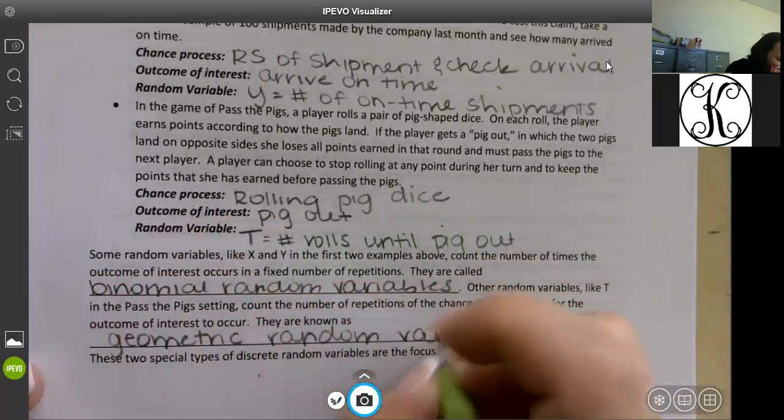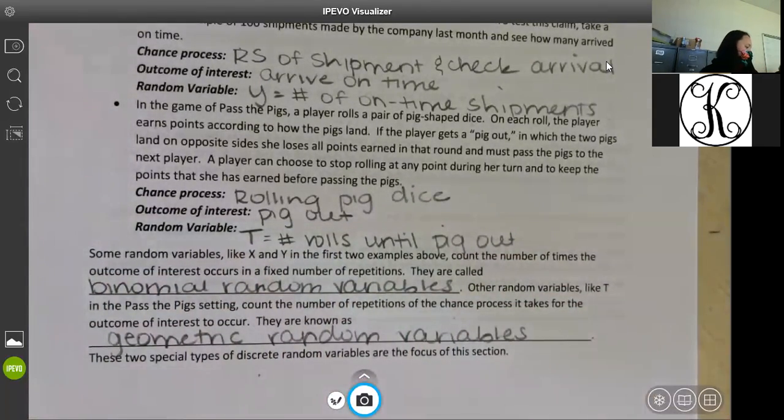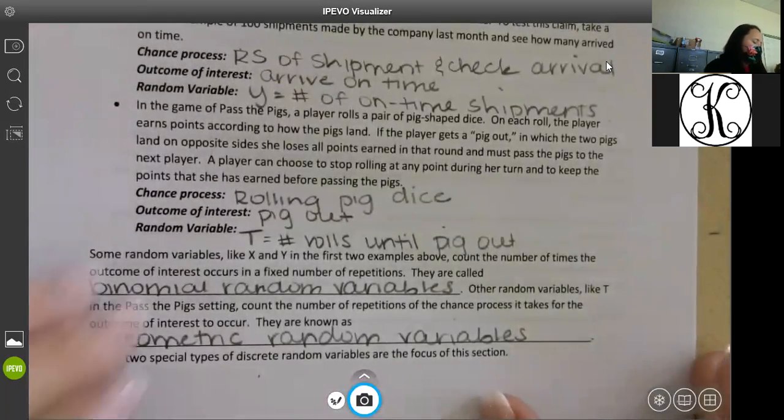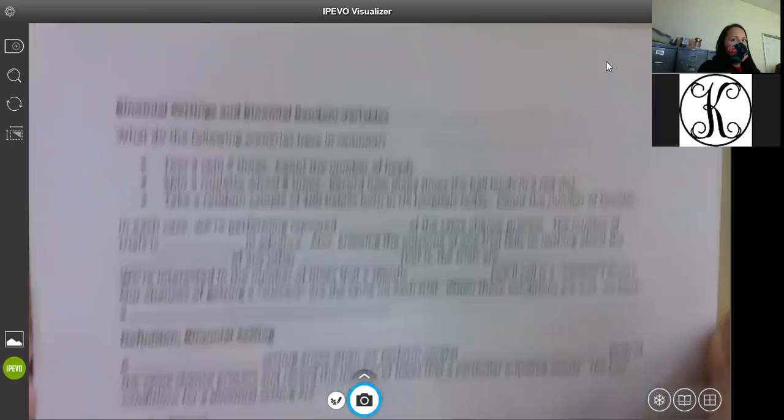So in this section, we're going to learn the difference between those two. So one more time, binomial is a fixed number. Geometric is not. So like if we were doing cards, a binomial would be draw 10 cards. A geometric would be draw until you get this card. Does that make sense? Okay. So again, we're just working with binomial today. We'll get to geometric later.